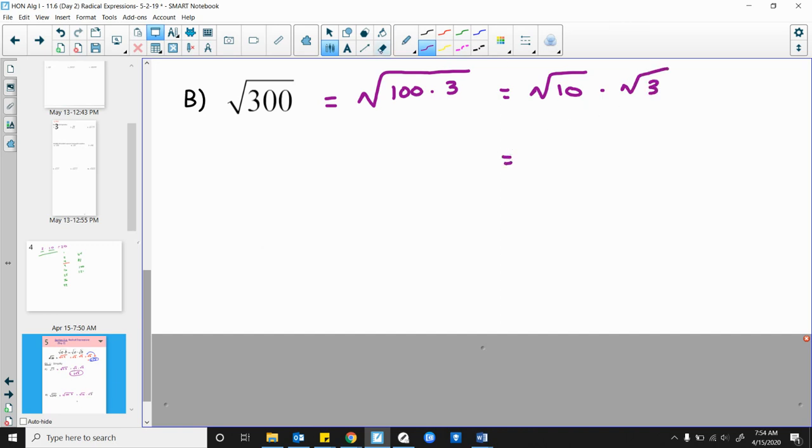Why did I put square root? What did I do wrong there? I'm getting ahead of myself a little bit. Square root of 100 times the square root of 3. Then I can simplify, and I'm going to get 10 square root of 3. And that ends up being my answer there.